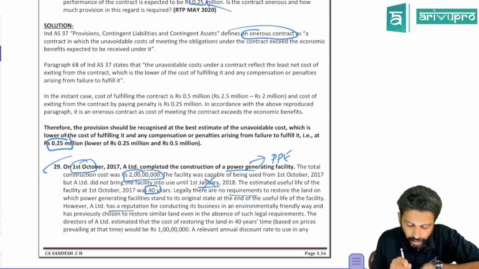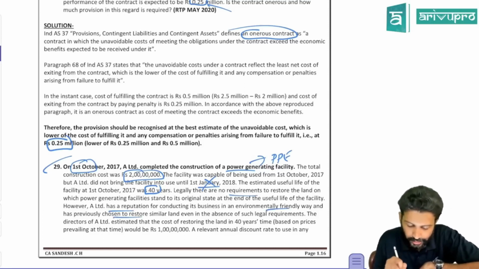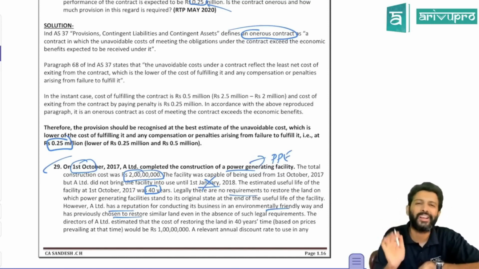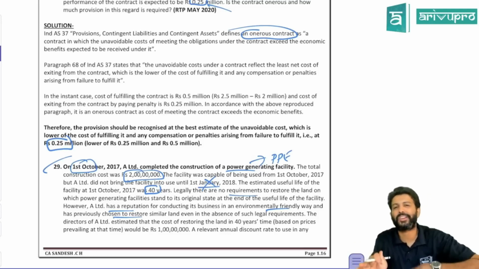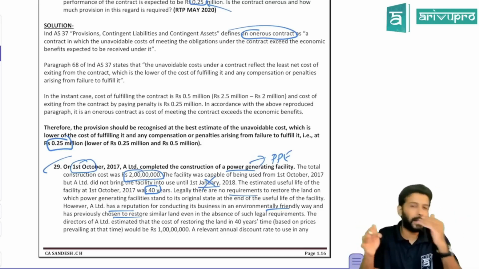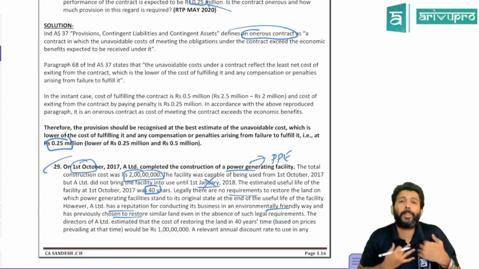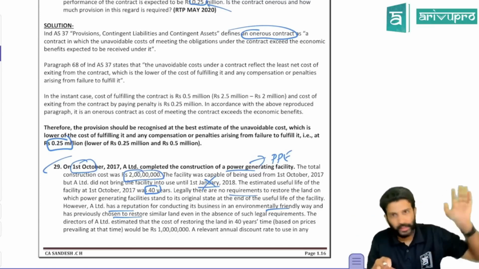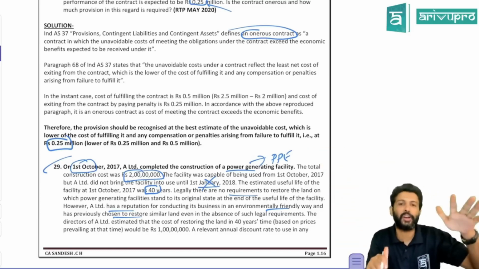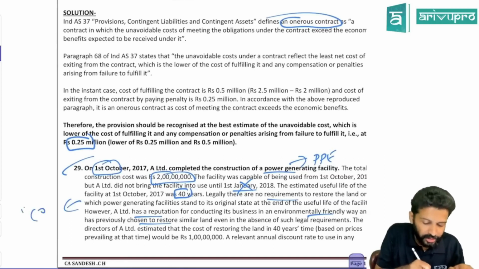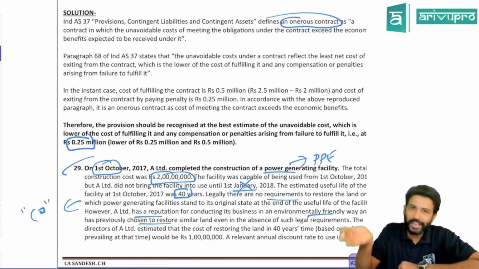But A Limited has a reputation for conducting business in an environmentally friendly way and has previously chosen to restore similar land even in the absence of legal requirement. Okay. Sir, we are constructing a power generating facility on one piece of land. Due to this construction, the land is getting damaged. Legally, as per the law, we don't have any obligation to restore the land. But we operate in an environmentally friendly way. That is our previous practice. Even though the law doesn't require us to restore the land, we will still do it. That means indirectly, what are they saying? Here CO exists. CO as in constructive obligation exists over here. Obligation need not be legal alone.